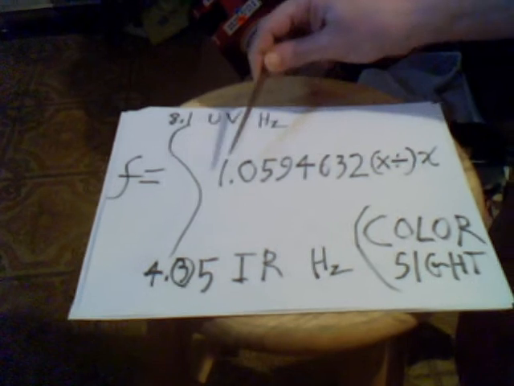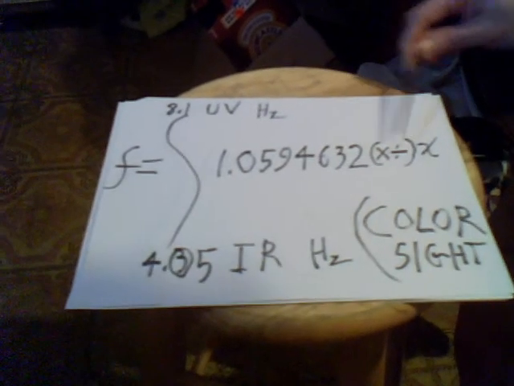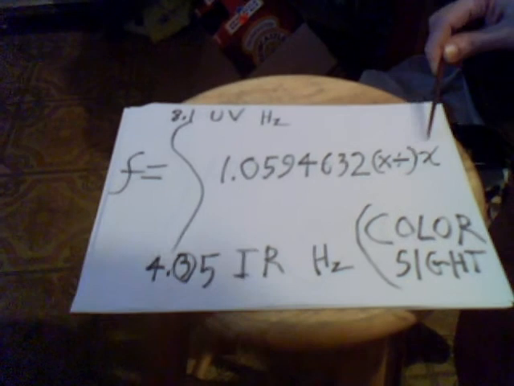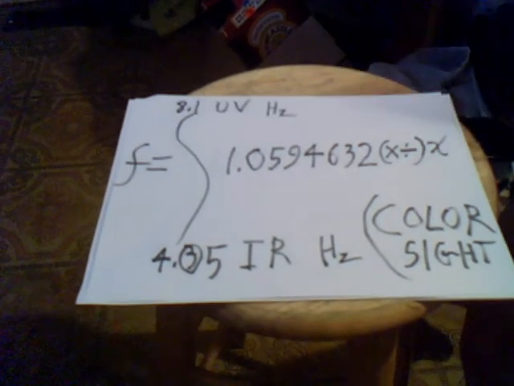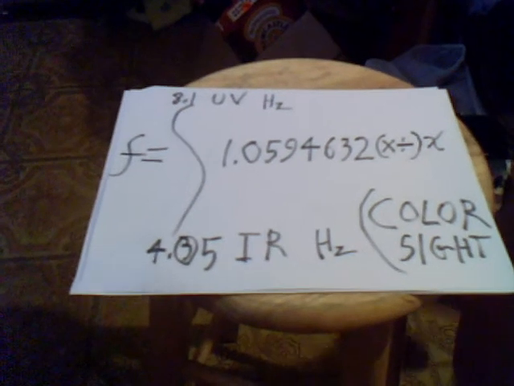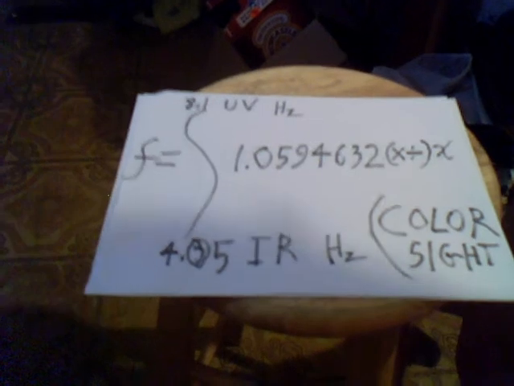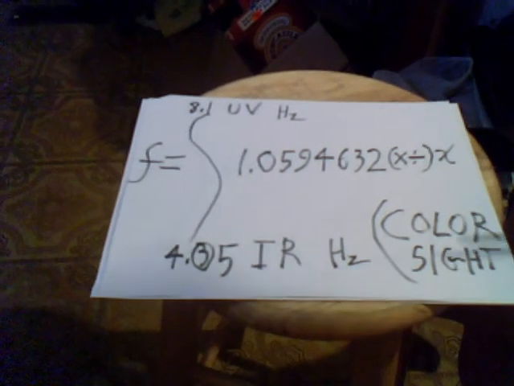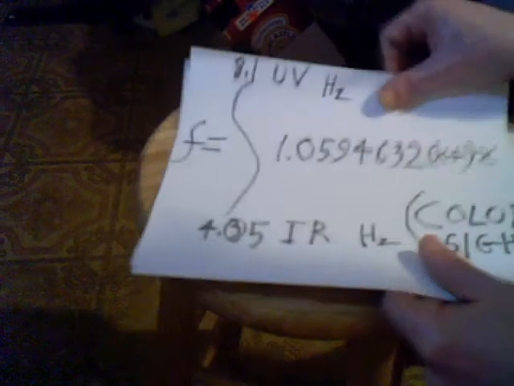Now we take 1.0594632, multiply or divide by x, whatever number that is, between these two, and what we come up with is a number. Whatever that number is, is the color that you're actually seeing. This is about color in sight. That's what that's about. It's the same equation.